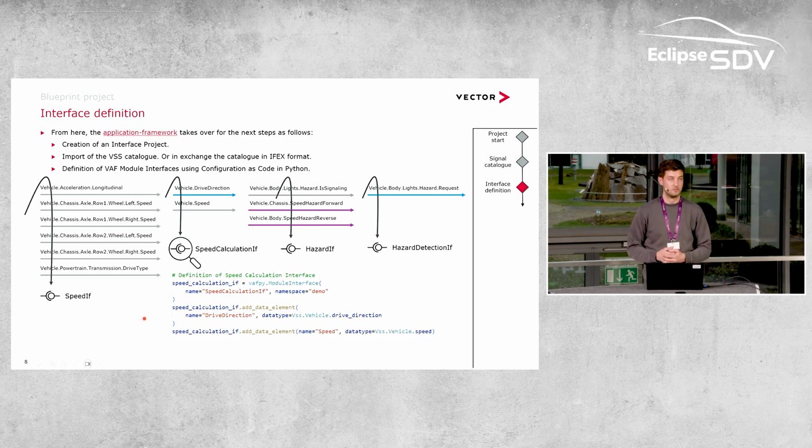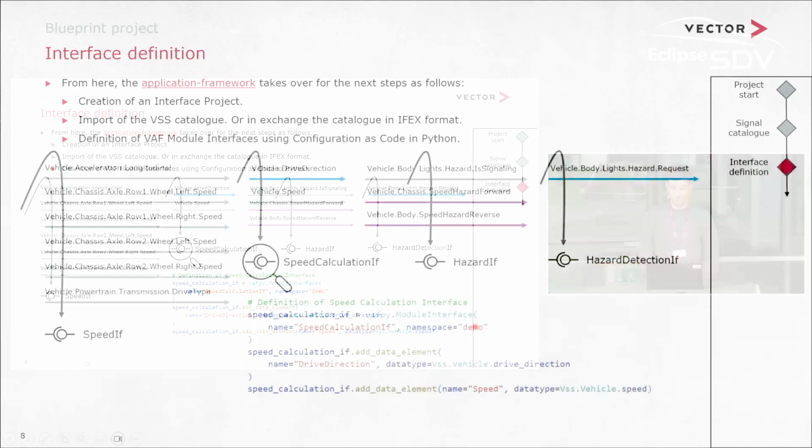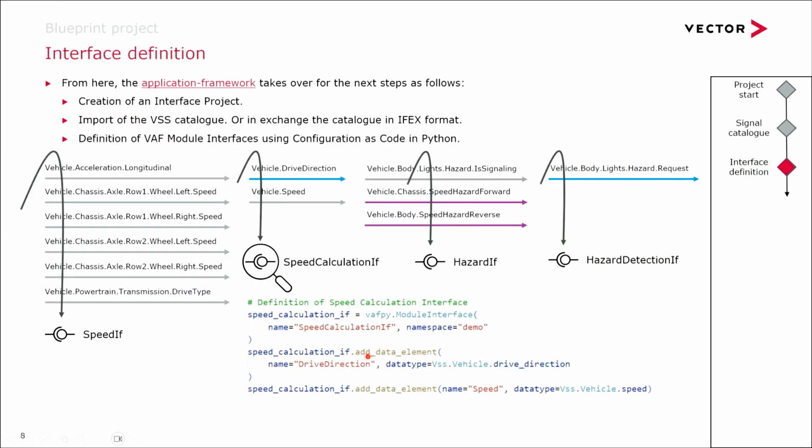This is done in config as code, as we term it in Python. So it's all text-based, and it's really simple to define such an interface. You give it a name, you define a namespace, and then one by one you can add the data elements. And here on the right-hand side, you just iterate over the signal tree guided by IntelliSense. So you select your signals from the catalog, basically. And here illustrated for the speed calculation interface, it's the drive direction and the vehicle speed.